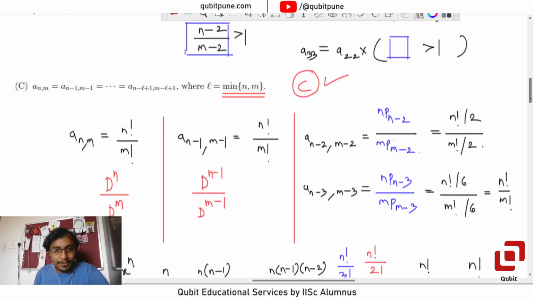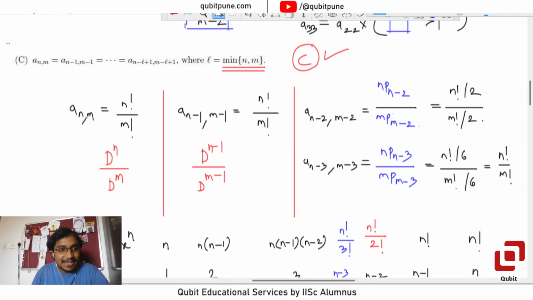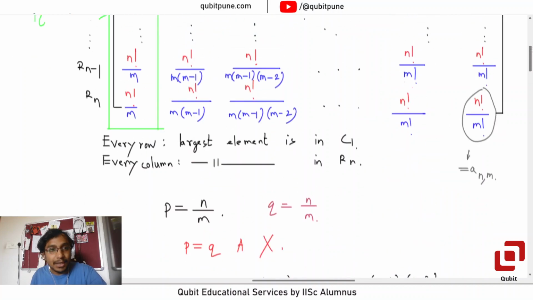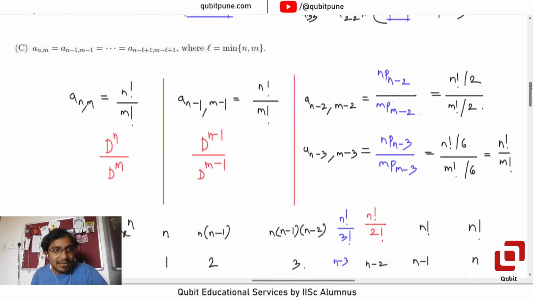Okay, let me explain option C once again. Look here. Option C tells us to start with the last element of the matrix. Have you followed that? Start with the last element of the matrix. Yes, sir. And then you shift one row up and one column to the left. Is it clear?